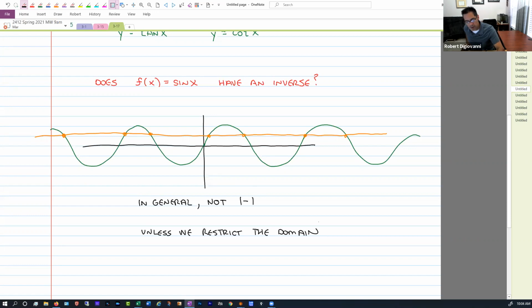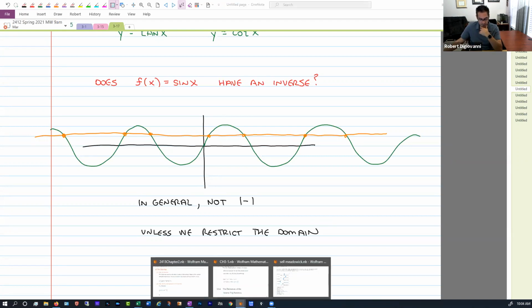Does anyone have a question as to what I'm talking about, or why we would need to restrict the domain? Is it clear that we would have to do something to avoid the horizontal line test failing? Everyone's okay with that? So the question then becomes, where do we restrict it? How do we restrict it, so that we don't get a horizontal line hitting more than once?